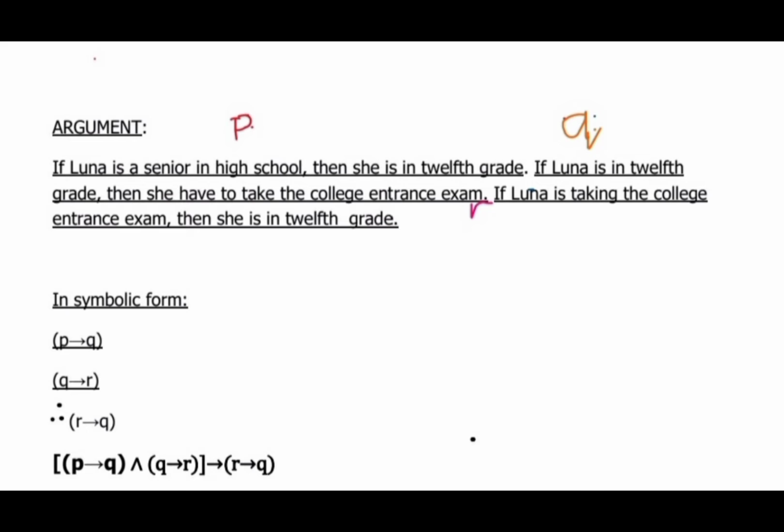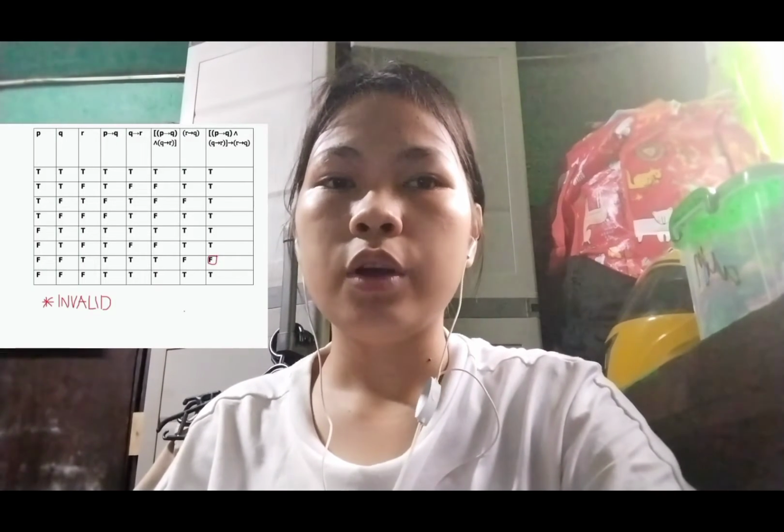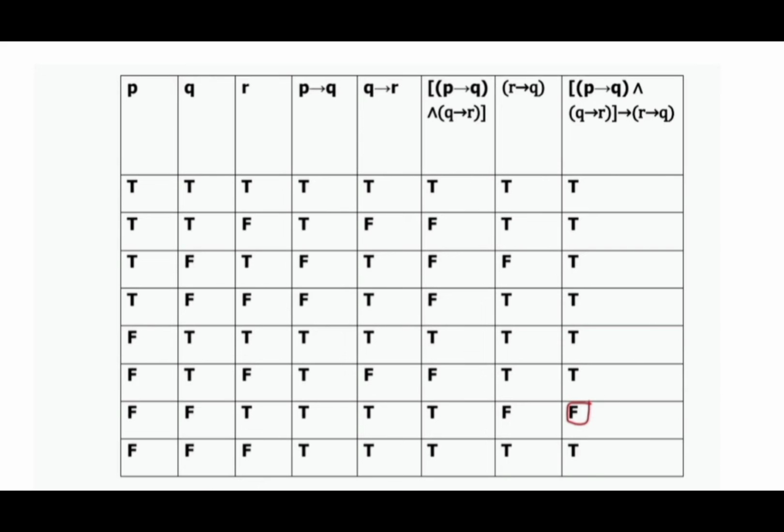Therefore, R then Q. So what we want to do is create a truth table for this statement: if P then Q, and Q then R is true, then R then Q is a true statement.